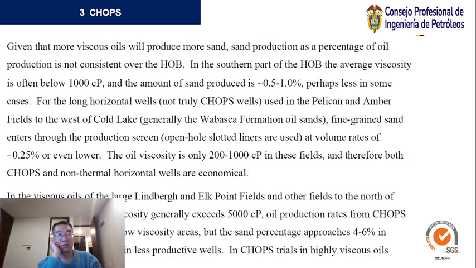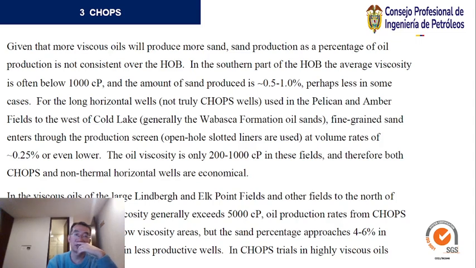Given that more viscous oil will produce more sand, sand production as a percentage of oil production is not consistent over the HOV. In the southern part of the HOV, the average viscosity is often below 1000 cp, and the amount of sand produced is from 0.5 to 1%, perhaps less in some cases.